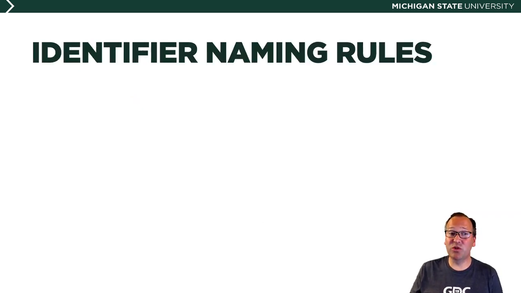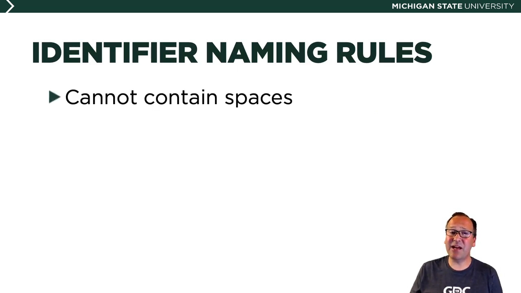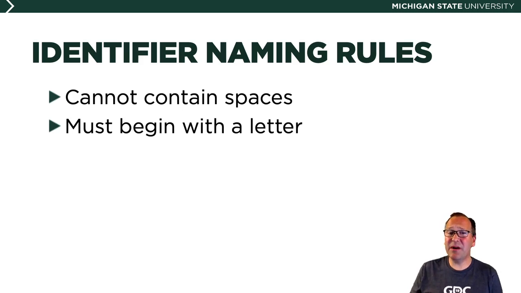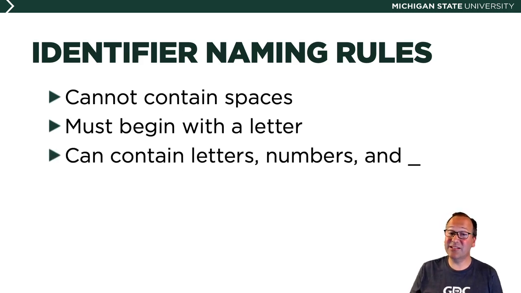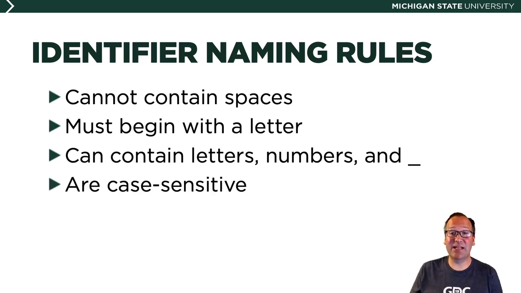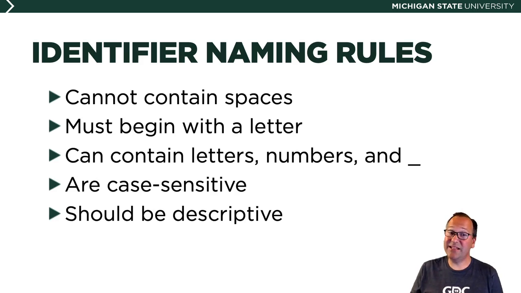Here are the C# rules for naming things like variables, names, and classes. Names cannot contain spaces. They must begin with a letter. They can contain letters, numbers, and the underscore character. They are case sensitive, so what letters are capitalized matters. And ideally, names should be descriptive, so the code is more human readable.